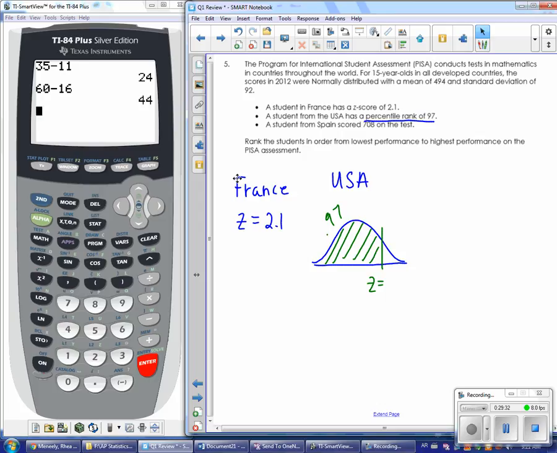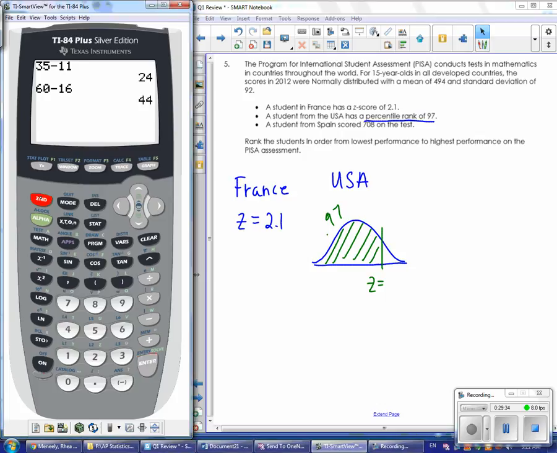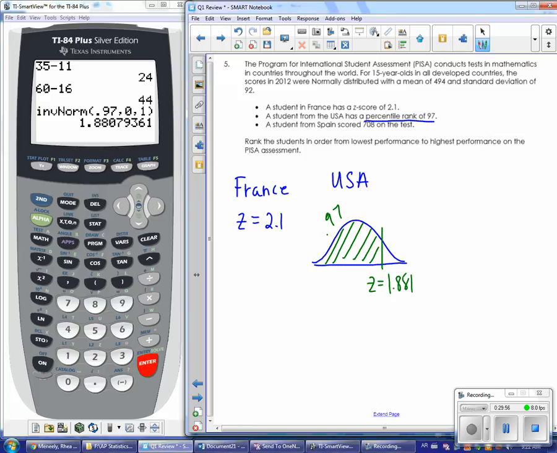And so if I use my inverse normal, since I'm given the area under the curve, I'm going to use my inverse normal command. I'm going to put in the 97 because it's always the area to the left. I'm going to keep my mean and standard deviation at 0 and 1 so that I'm converting to a z-score. And that gives me a z-score of 1.881. Okay, and so I can see that the student in the United States did not score as high as the student in France. Let's go ahead and take a look at the Spanish student.